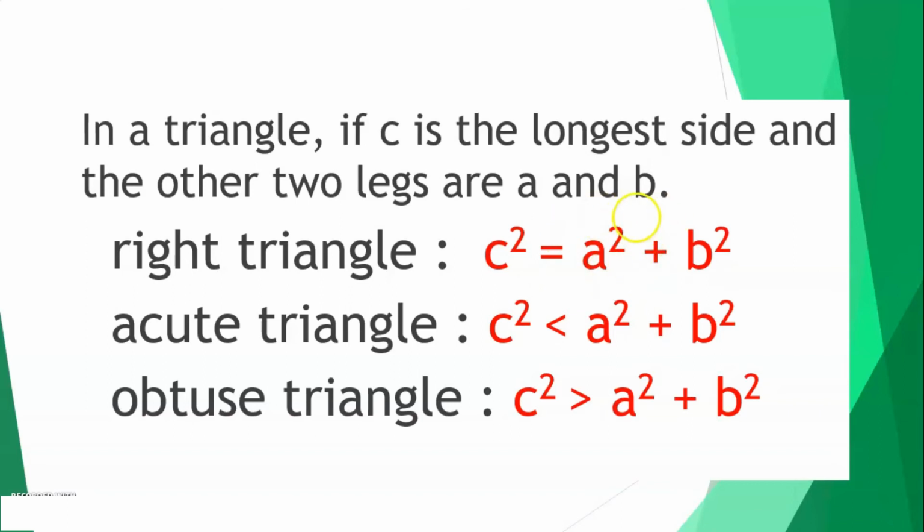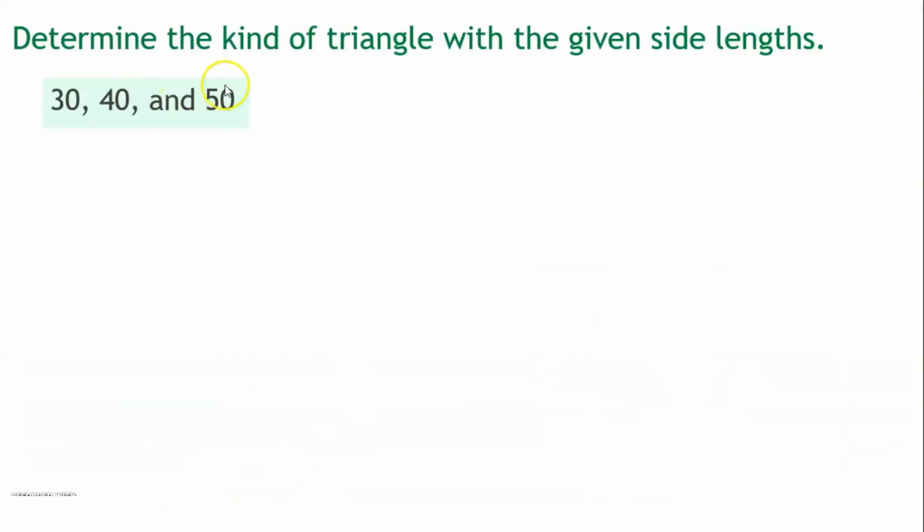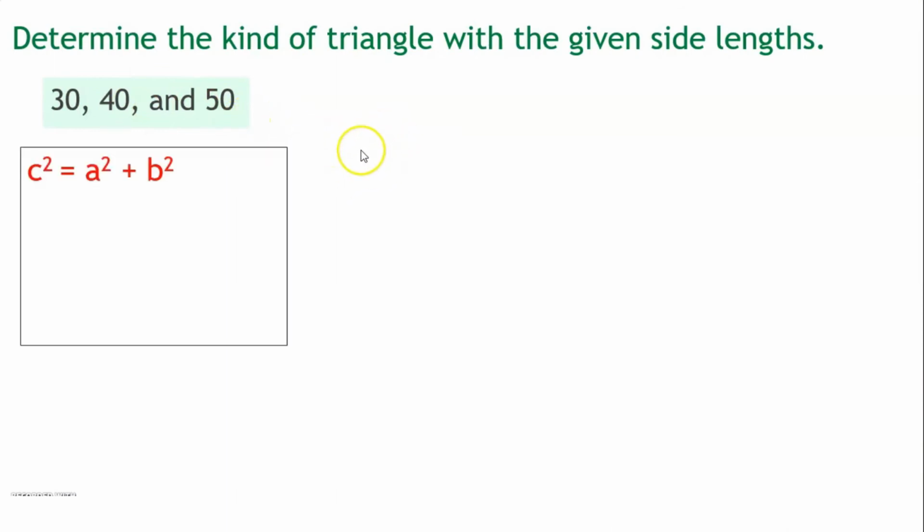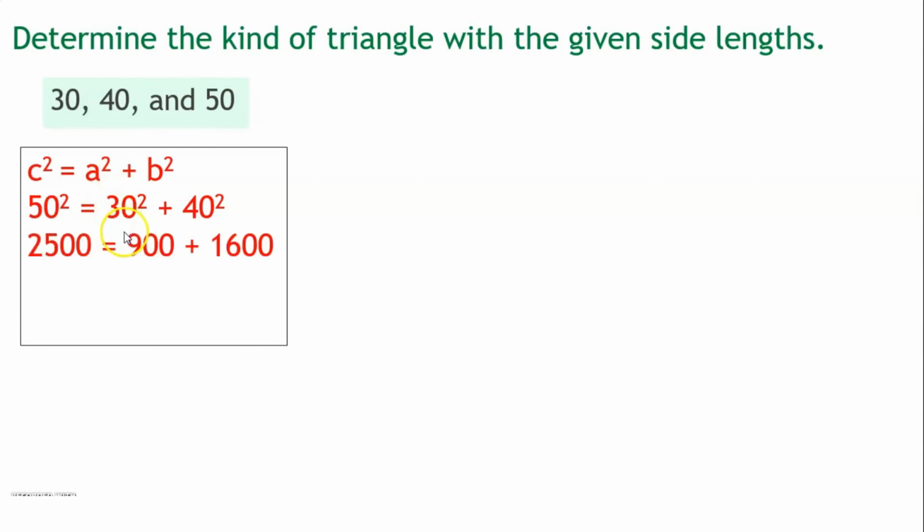But if the measurements are in side lengths, you have to make use of this formula in order to identify what kind of triangle it is. So for example, if the side lengths are 30, 40, and 50, what kind of triangle is this? Making use of this, let's substitute. So this is 2,500 is equal to 900 plus 1,600. Indeed it's equal, so therefore it's a right triangle.